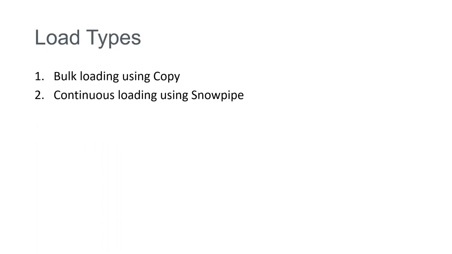So there are two types of data loads in Snowflake. One is bulk loading and the second one is continuous loading. Bulk loading we do by using the copy command. For continuous loading, we use Snowpipe. Okay, we'll see in detail.